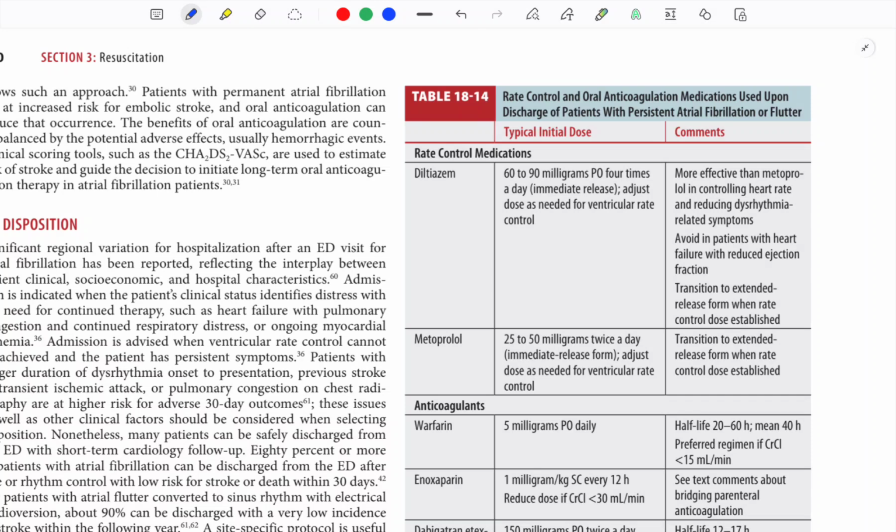Metoprolol is given 25 to 50 milligram twice a day. Then we give anticoagulants. First is our OG, warfarin, which is preferred in prosthetic valve and rheumatic mitral stenosis patients. Warfarin 5 mg is useful in renal failure. In fact, it is preferred if the creatinine clearance is less than 15 ml per minute.